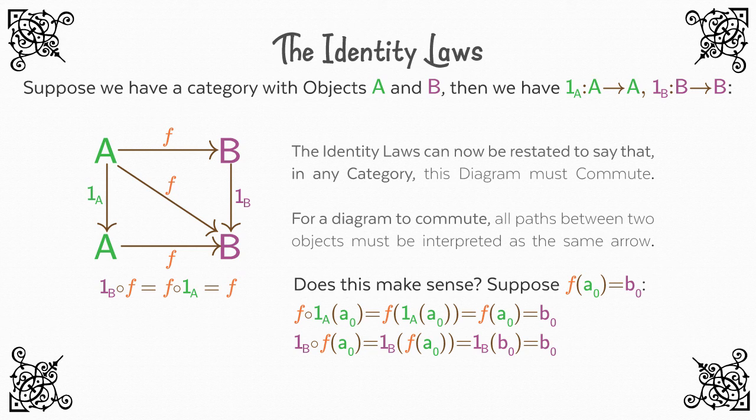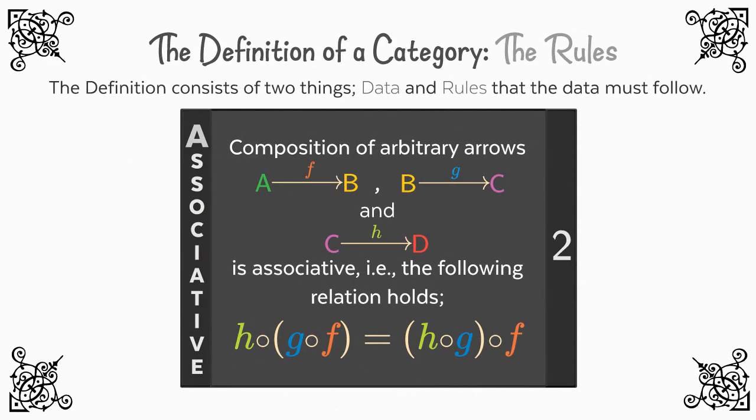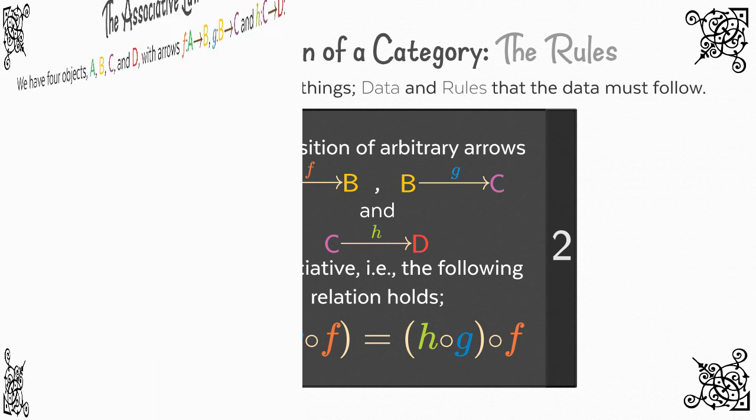Let's move on to the last part of the definition, associativity. The associative law says that composition of arbitrary maps, f from A to B, g from B to C, and h from C to D is associative, i.e., the following relations hold. H following g following f is equal to h following g following f. Just saying it out loud makes it seem kind of obvious, doesn't it? But guess what we're going to do? Yes, construct a commutative diagram that illustrates this axiom.